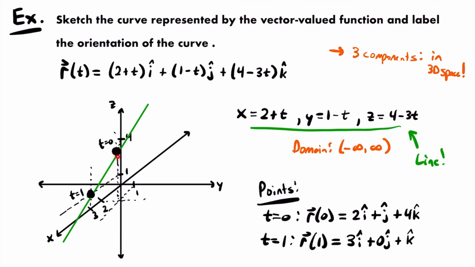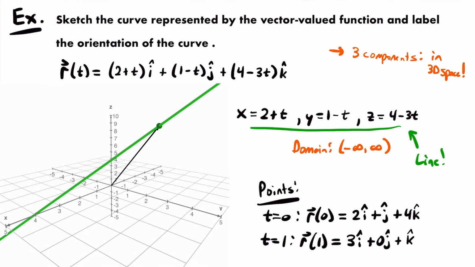And since this point is t equals 0 and this point is t equals 1, that means we're going from here to here. So our direction looks like this. There is no initial point or terminal point, so we don't need to write that here. But this would be an acceptable sketch of our space curve represented by this vector function. It turned out that it was just a line, which was pretty nice.